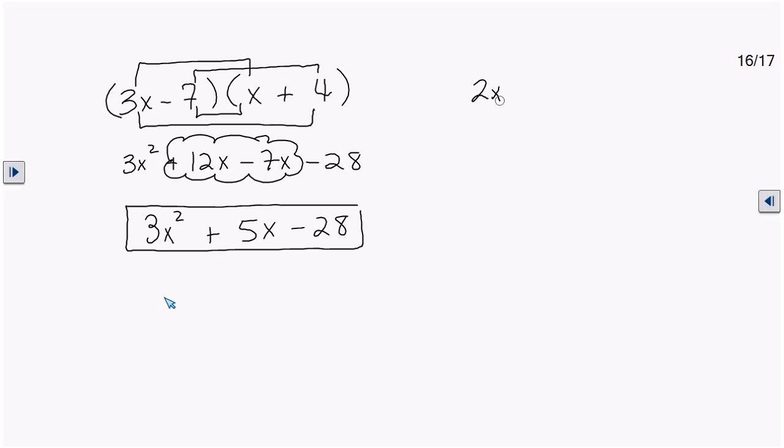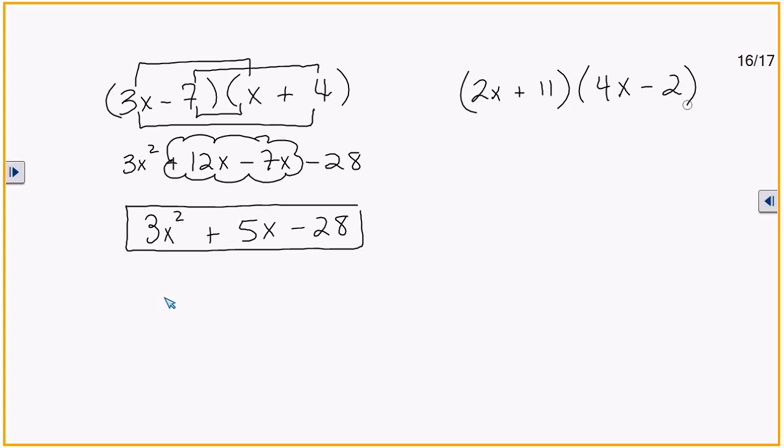2x plus 11 times 4x minus 2. Pause the video and go ahead and work that problem, multiplying using the FOIL method. Okay, let's see how you did.